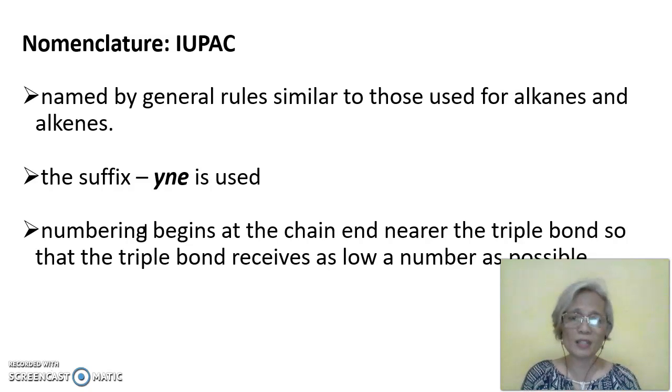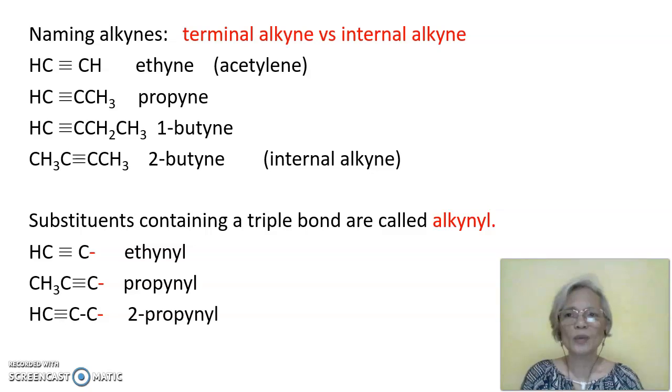Numbering also begins at the chain end near the triple bond so that it receives as low a number as possible. So we have here on the screen examples of straight chain alkynes. The simplest alkyne is ethyne, which contains 2 carbons. So we have CH triple bond CH, which is ethyne, as I mentioned earlier, and is commonly called acetylene. So we have propyne, and then we have 1-butyne and 2-butyne.